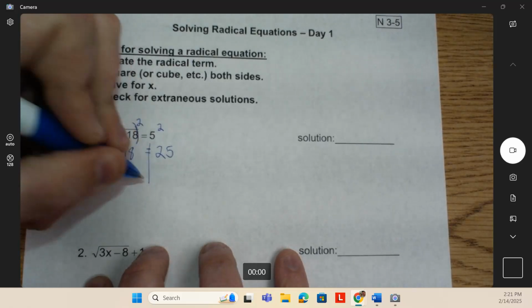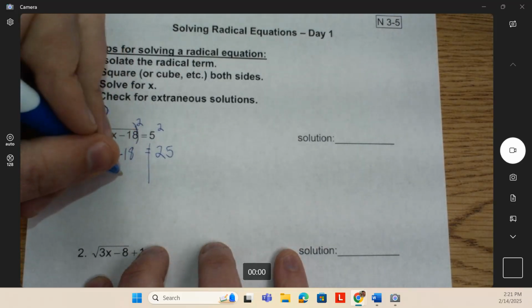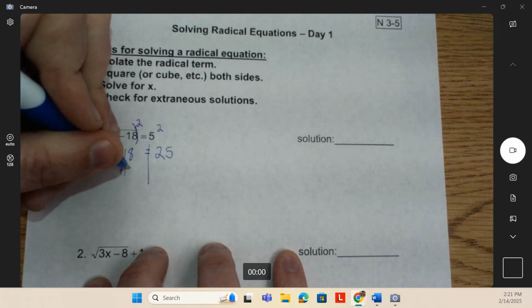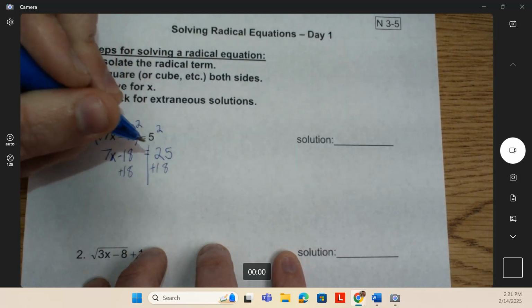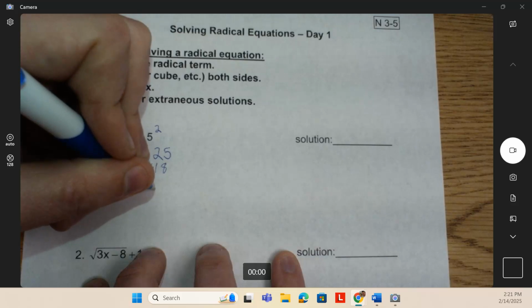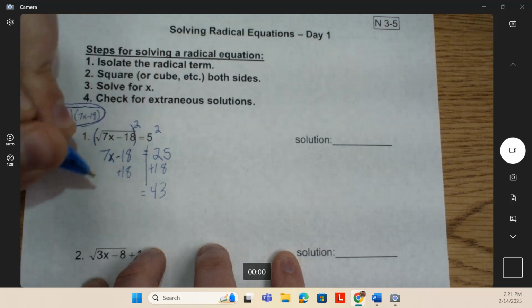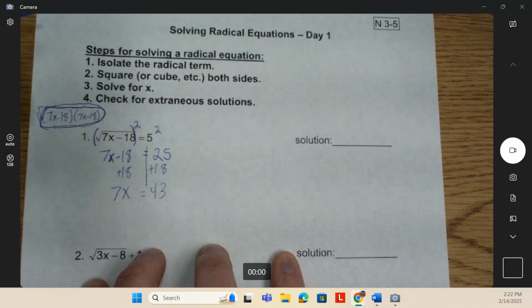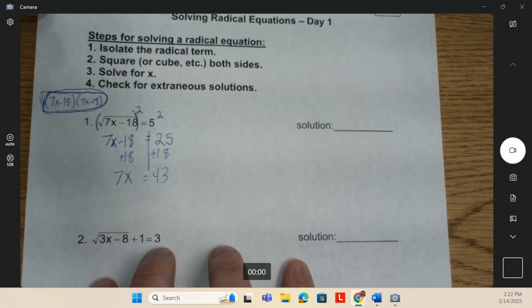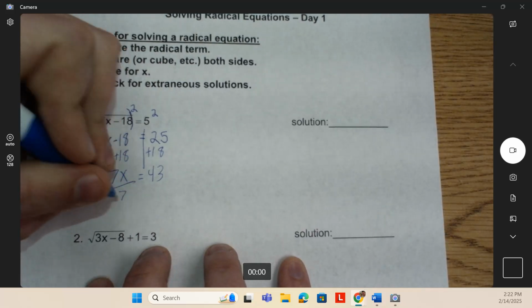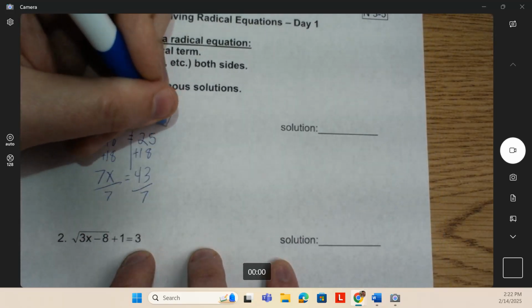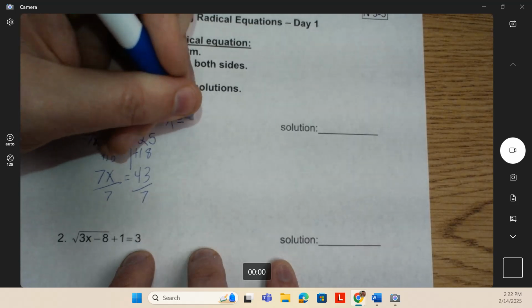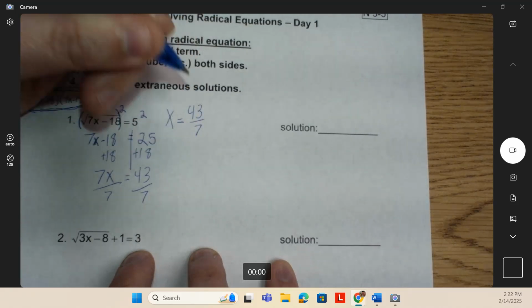And so then I just do my solving steps for the one variable equation there. So add 18 to both sides gives me 43. So 7x is going to equal 43. And my last step would be to divide both sides by 7. So I've got that x equals 43 over 7.